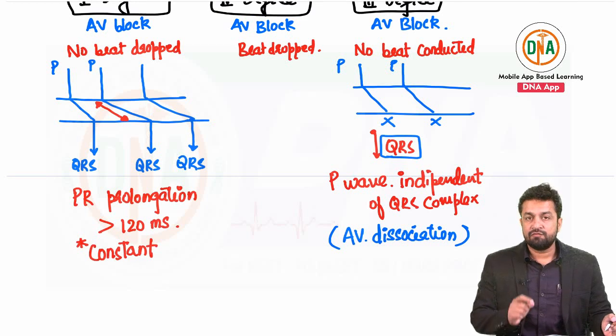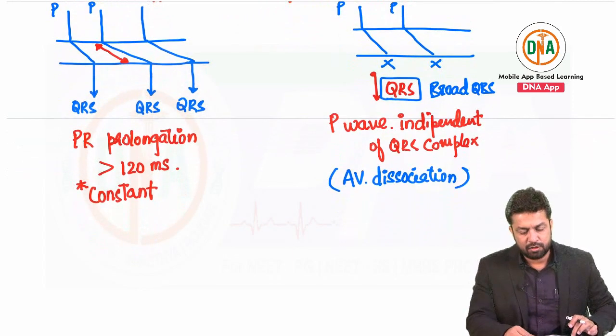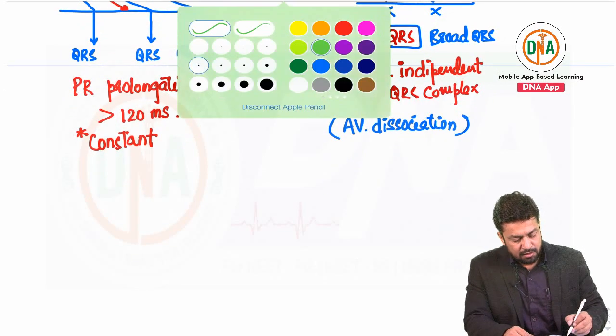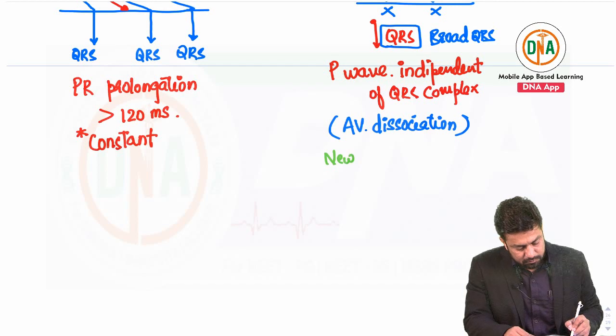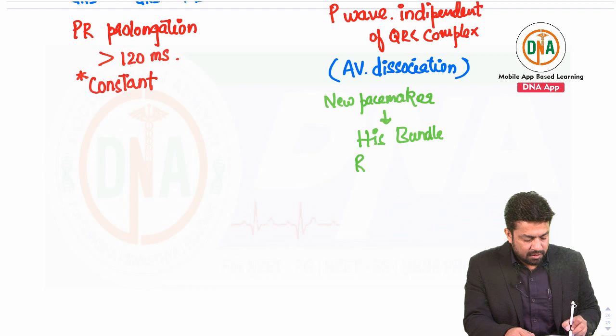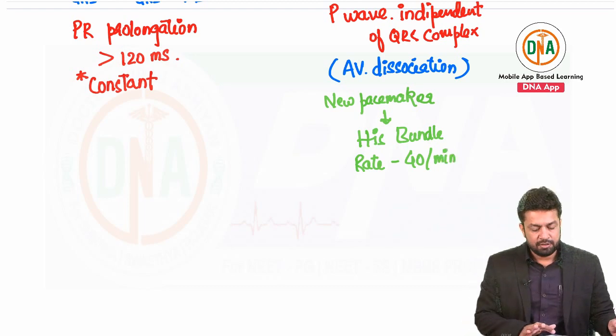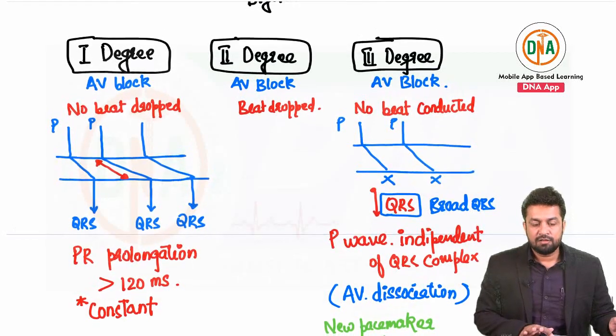Obviously in this case guys, as we are having a QRS complex that is arising from the ventricles, this will be a broad, bizarre QRS. Generally the new pacemaker in the ventricles arises from the His bundle, and the rate will generally be 40 beats per minute. So this is what we call the third degree heart block.